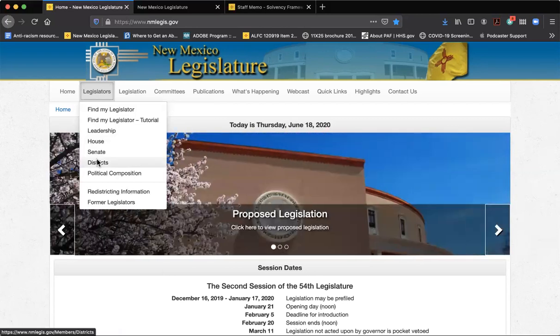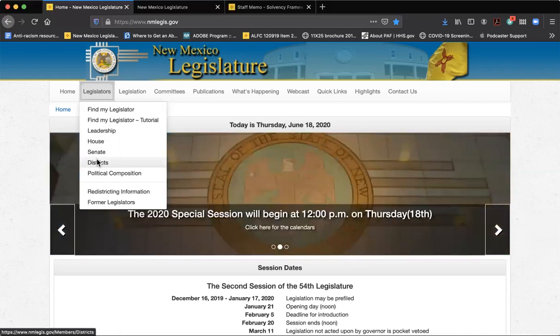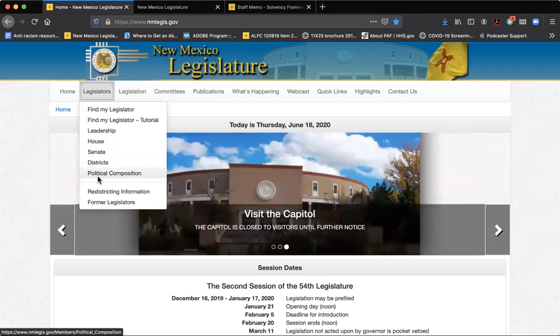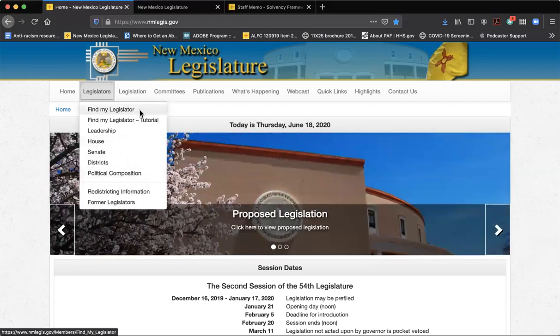And then there's a district listing. So districts 1 through 70 in the House and 1 through 42 in the Senate, and the corresponding legislator to those districts. And political composition: 46 Democrats, 24 Republicans in the House, 26 Democrats, 16 Republicans in the Senate.